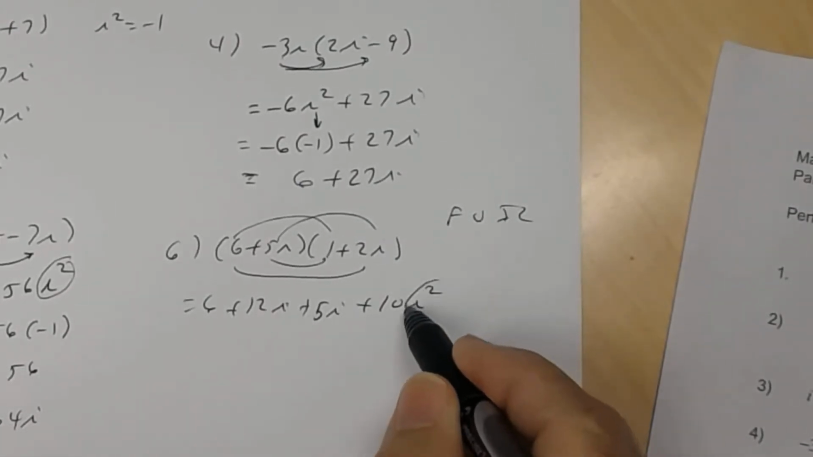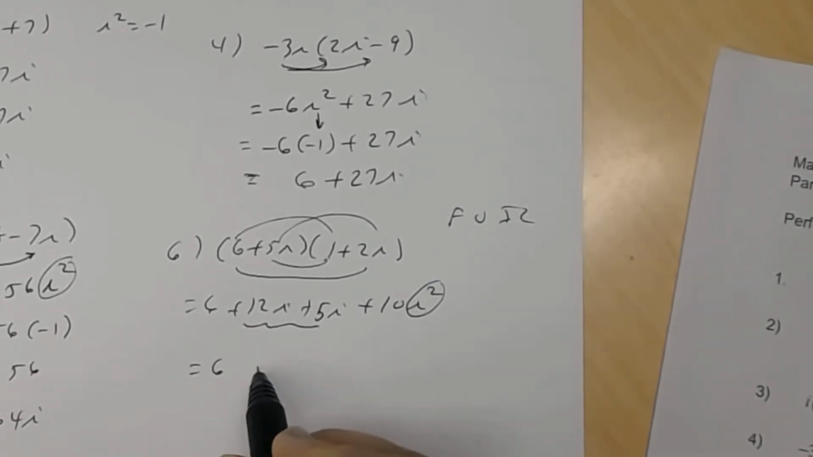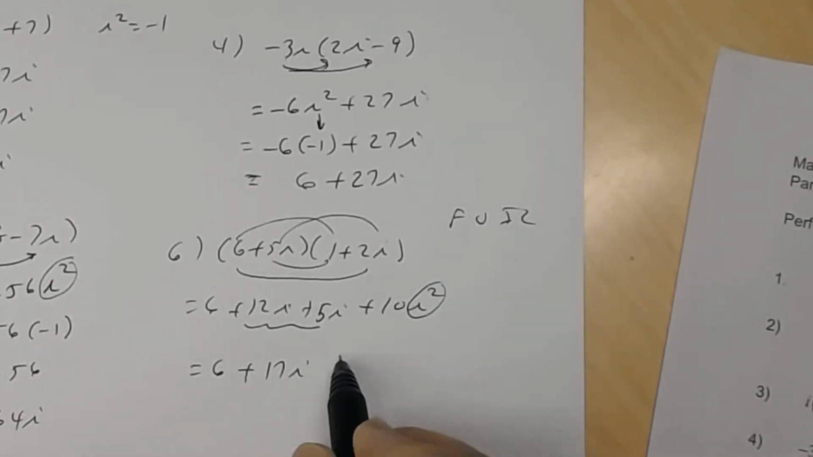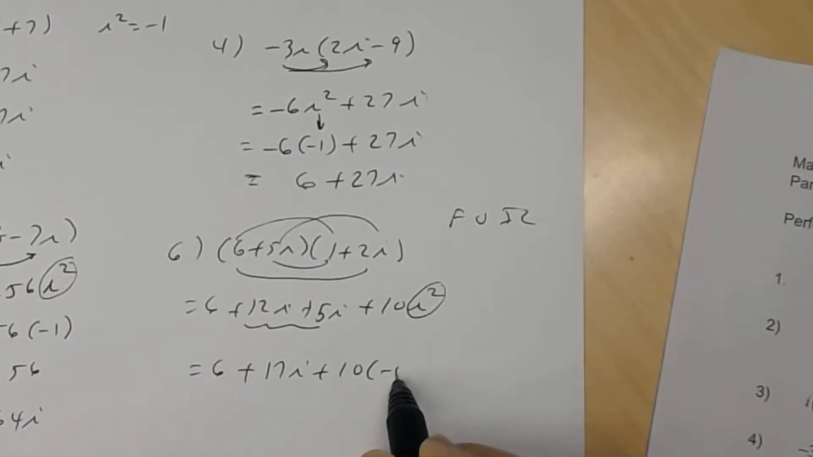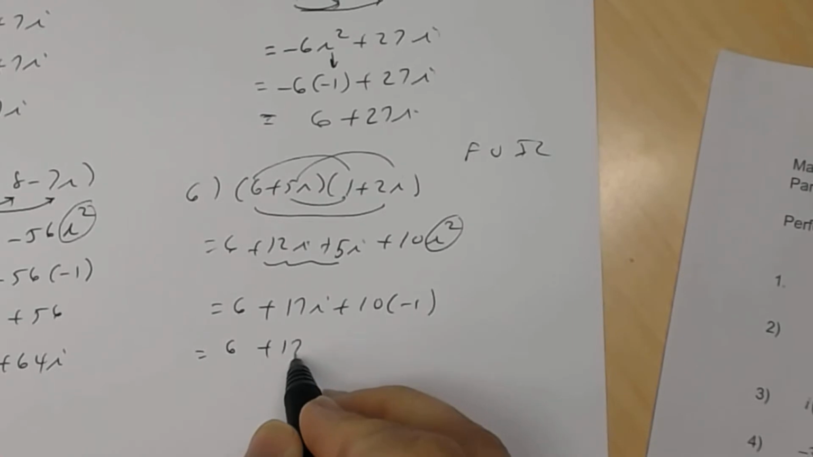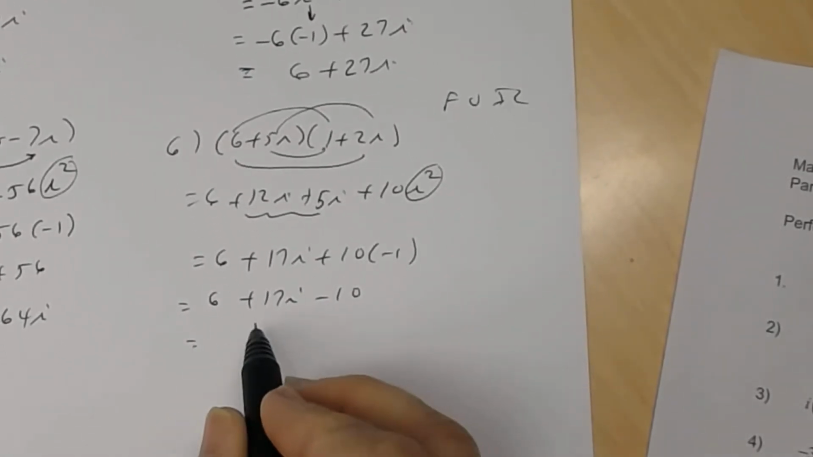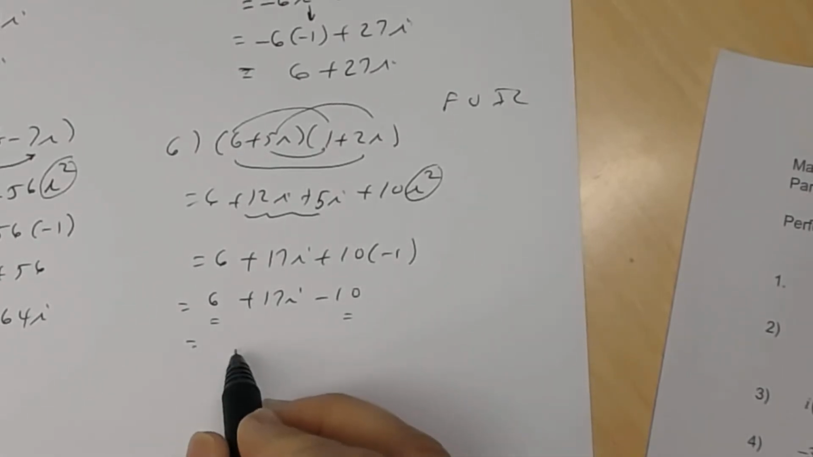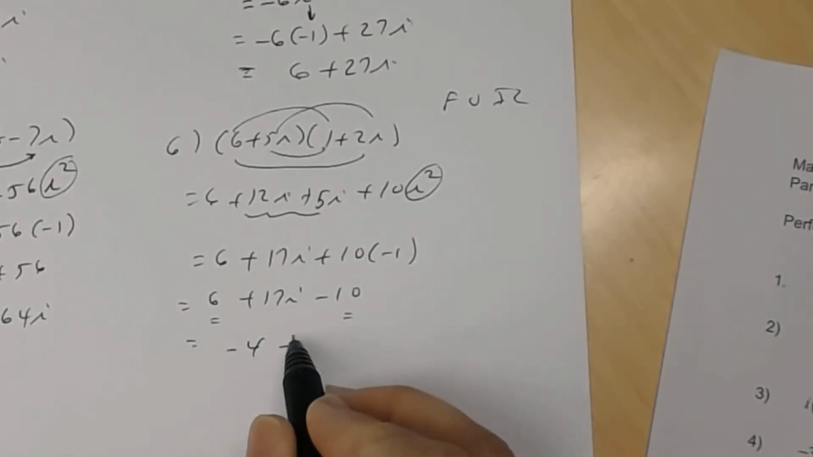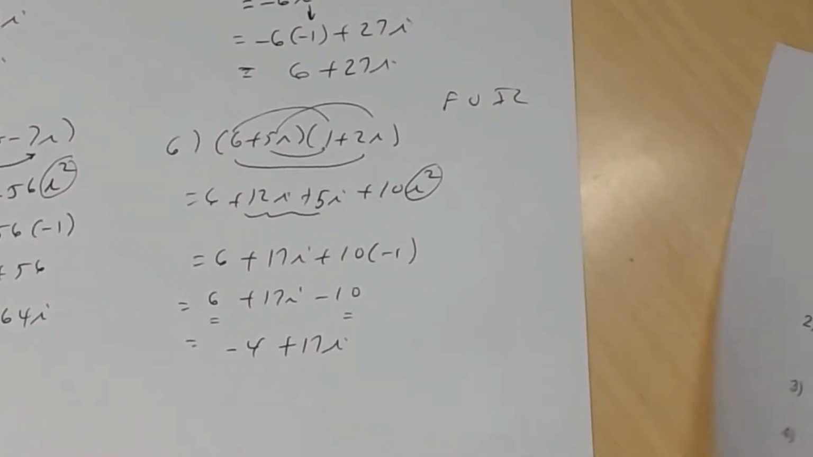And remember that i squared is equal to negative 1, and I can combine these two terms here. So it becomes 6 plus 17i plus 10 times a negative 1. So then this becomes 6 plus 17i. 10 times a negative 1 is a negative 10. And then combining like terms, combining your constants, I get negative 4 plus 17i. That's number 6. So negative 4 plus 17i.